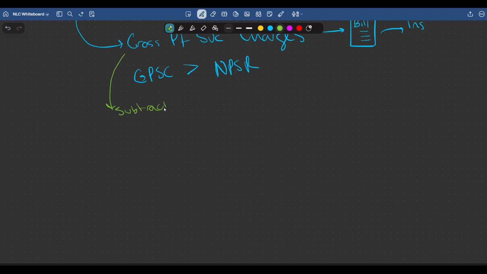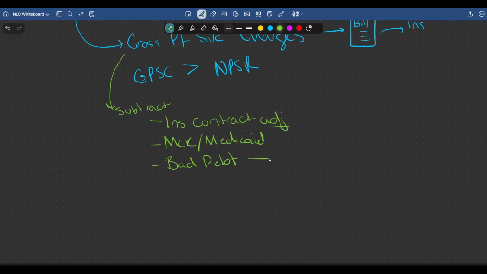We subtract all the ways that we don't get paid. So examples would be insurance company has a contracted price that is lower than what we bill. That's called an adjustment. Similarly, Medicare and Medicaid have adjustments. And then we have bad debt, which is like a bonus term here. In this case, what it refers to is a bill that we don't expect to collect. So a certain percentage of people just don't pay their bills. And so we have to write that off.